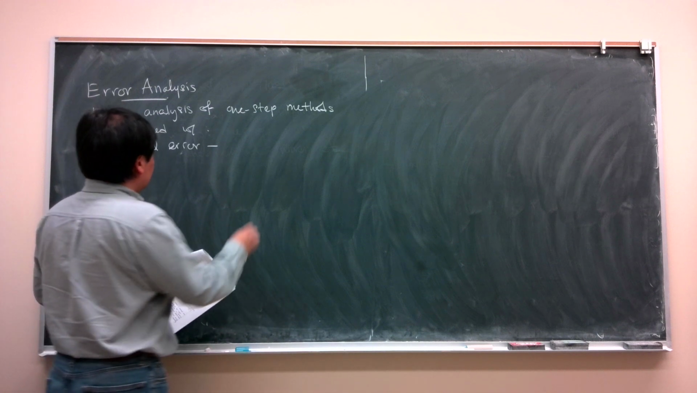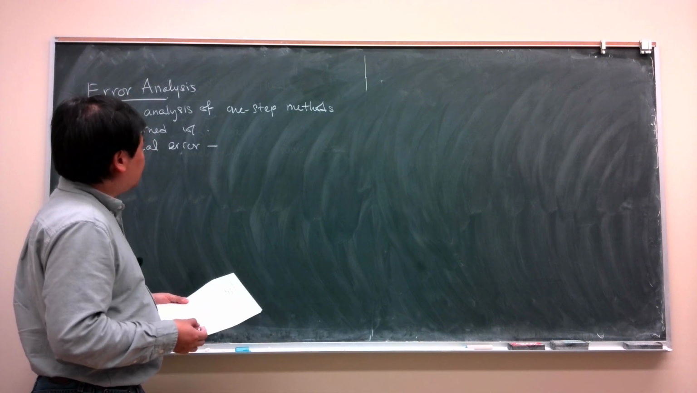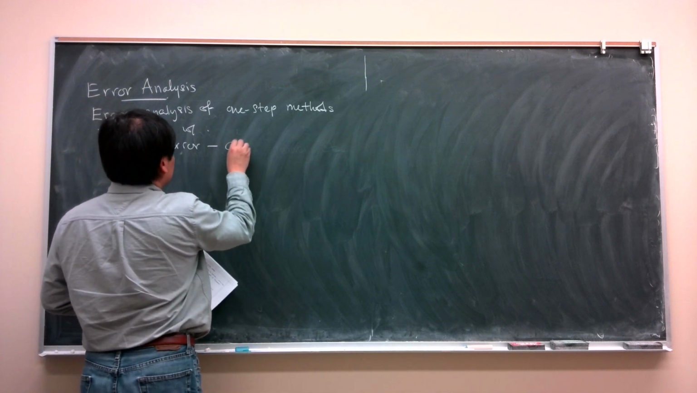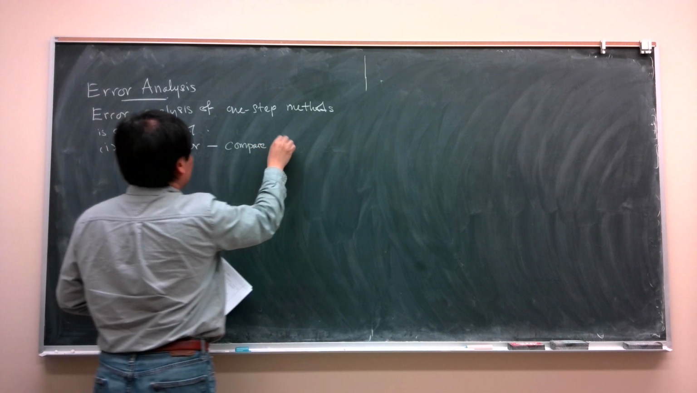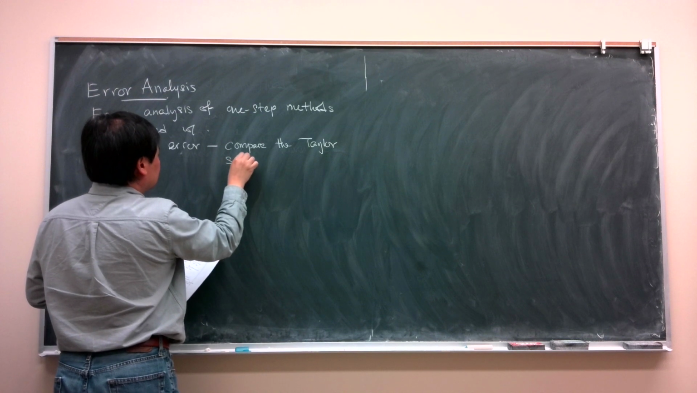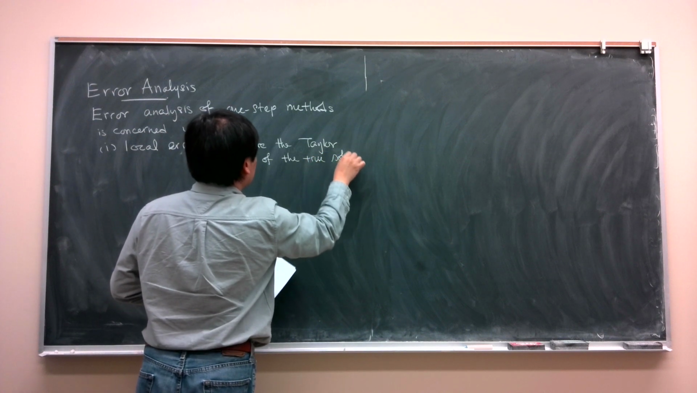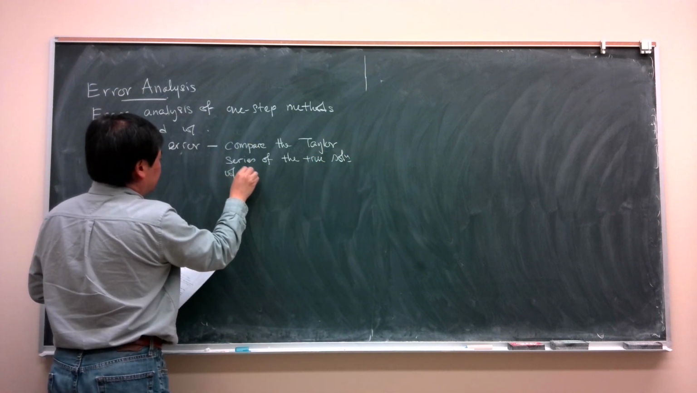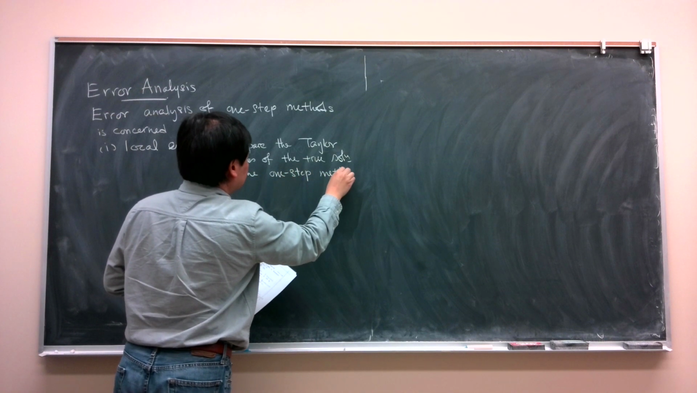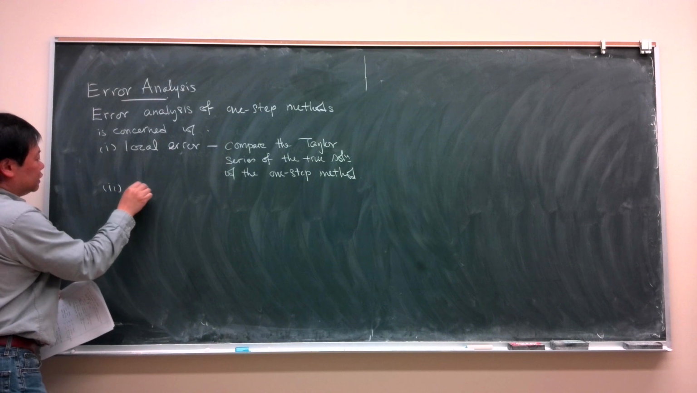You should move on. So what you have to do then in practice is you replace the exact flow map with basically a Taylor approximation. So what you do is you compare the Taylor series of the true solution with the one-step method. Okay, and then the other thing that one cares about is this idea of global error.